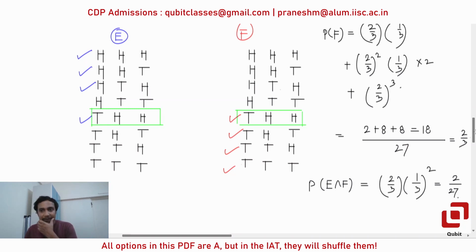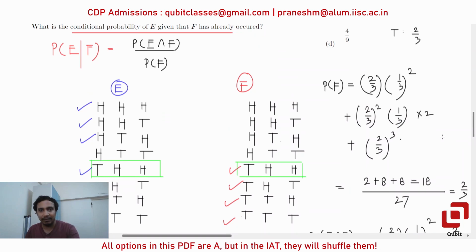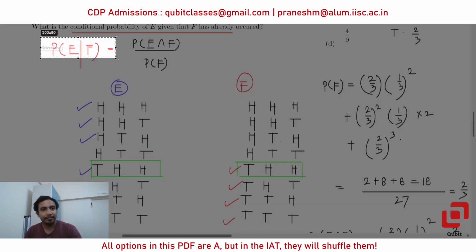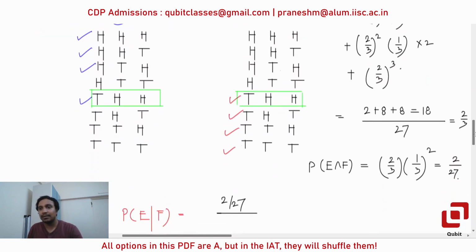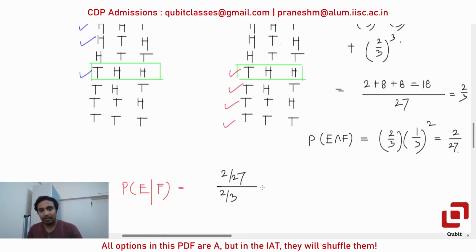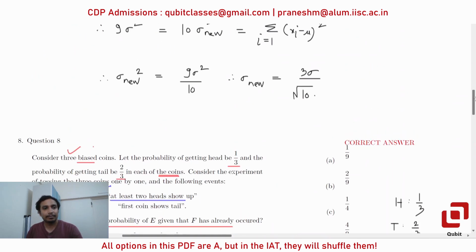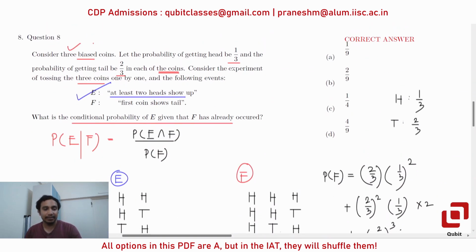2 by 27. Okay, so we've got the formula. We will basically substitute the values now. This will be equal to 2 by 27, that is E intersection F, the numerator, upon P of F, that's 2 by 3. 2 will get cancelled, 3 will get in the numerator, 3 by 27, 1 upon 9. 1 upon 9 here, okay, option 9.